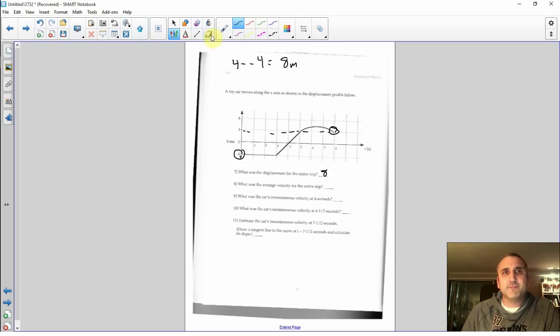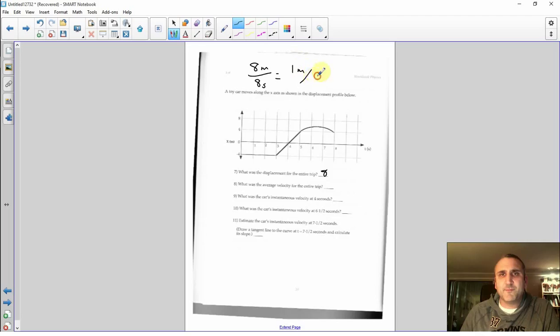Well, that's an interesting question. We're going to look at the average velocity, which is total displacement over total time. So all we need to know is they went 8 meters. Over how long did it take them? 0, 1, 2, 3, 4, 5, 6, 7, 8 seconds. 8 seconds, which equals 1 meter per second.